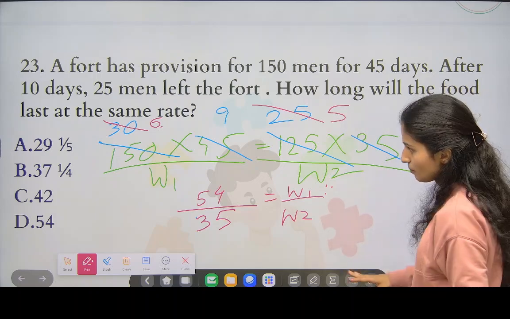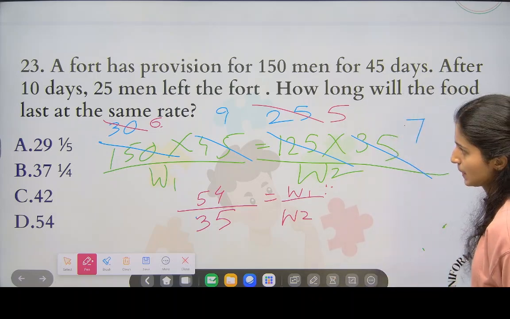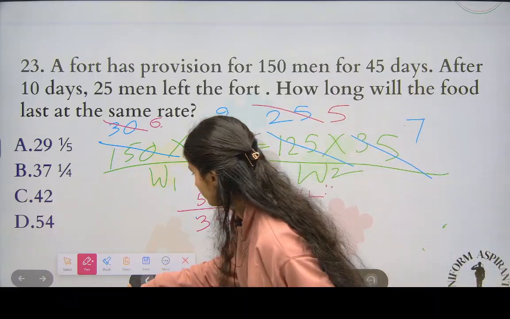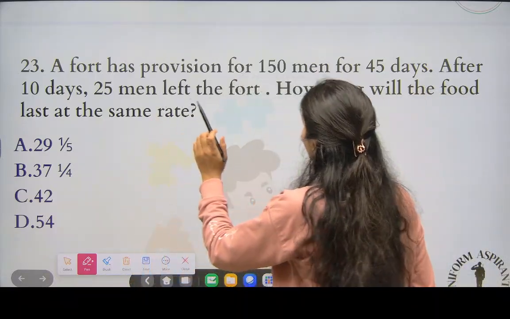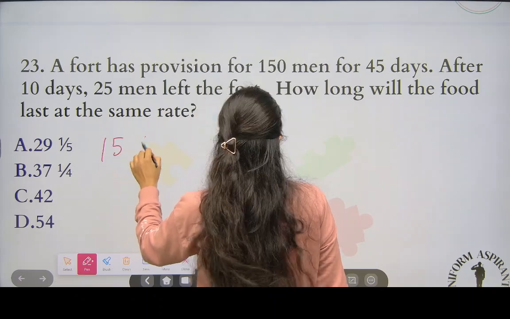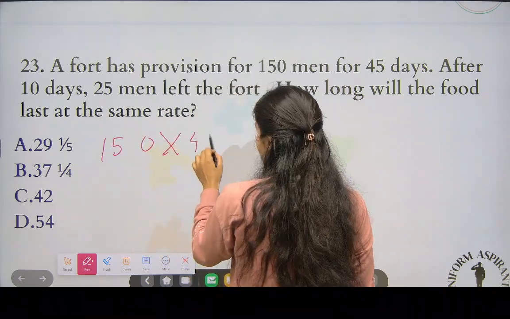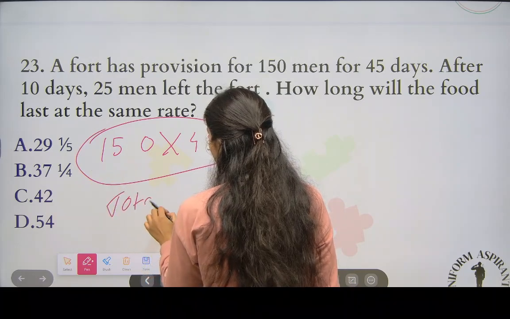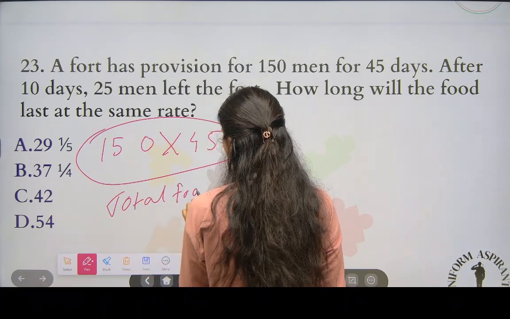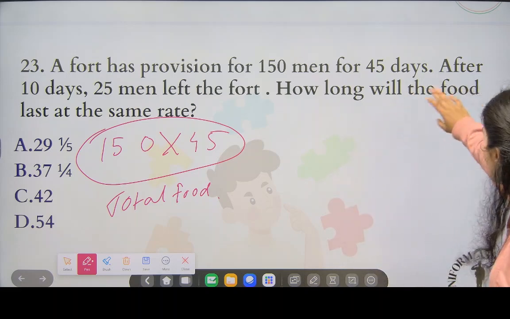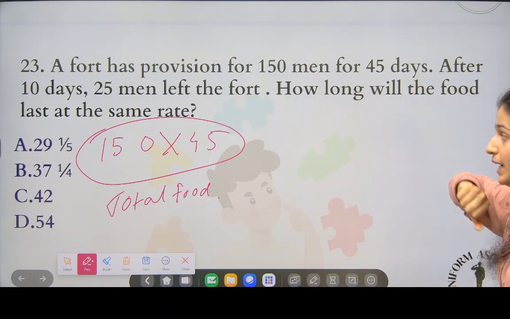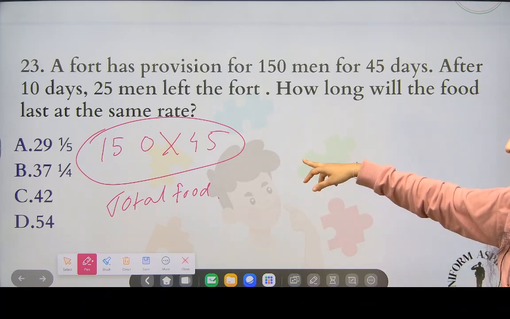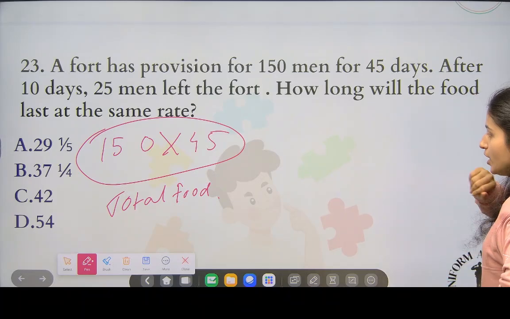Now see here, what has to be done? Wait 1 minute. See, 150, 45 days. This is total food. But what is it saying? After 10 days, 25 men left the fort. Means they are eating this full food for 10 days.